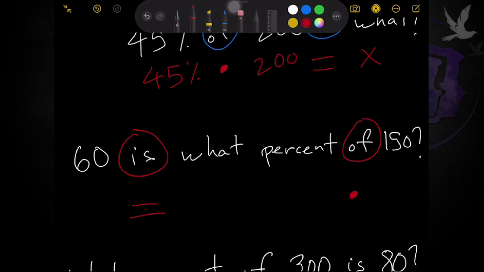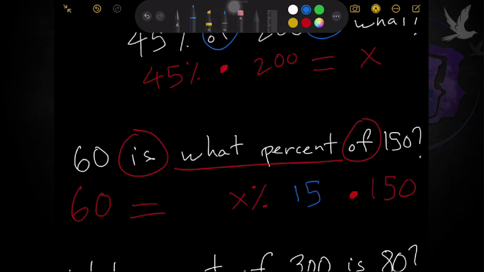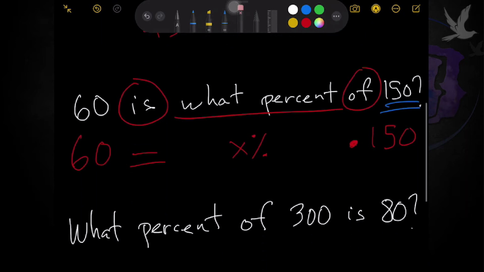Times. Ganyan lang. All you have to do now is to rewrite. We have 60 here. What percent? So you don't know what, since percent is mentioned there, so technically your x is a percent. And of course, we have 150 over here. Teacher Mark, why can't I write 150 here? You cannot write 150 there because 150 is after of, which is our multiplication sign. Okay? That's why we have to write them accordingly para mas maintindihan natin.